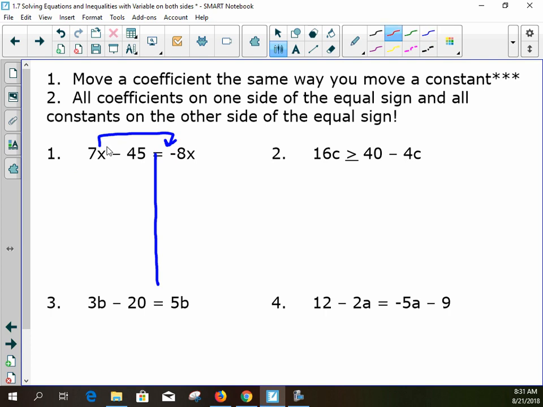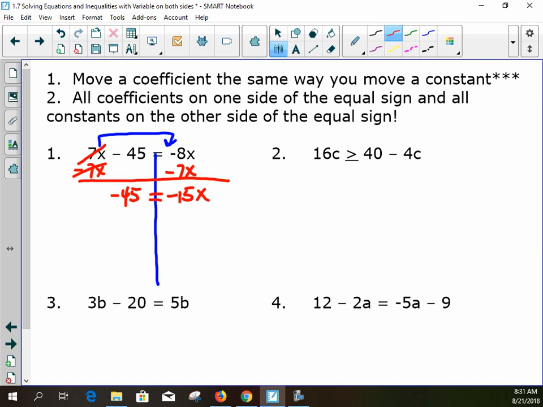Here's vertically. That means I subtract 7x from here, and I subtract 7x from here. This becomes 0 and goes away. I'm left with negative 45. This equals negative 15x. Now, please do not switch the negative 15x to the left. Keep it there.